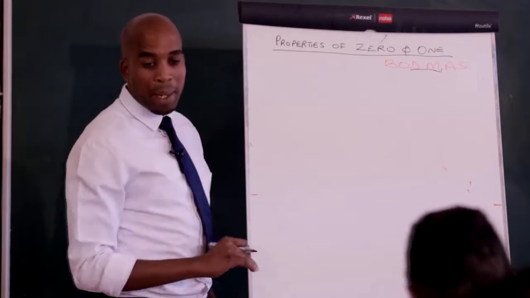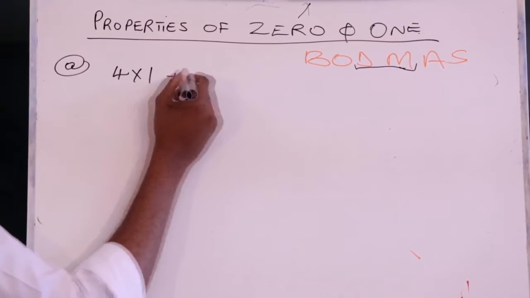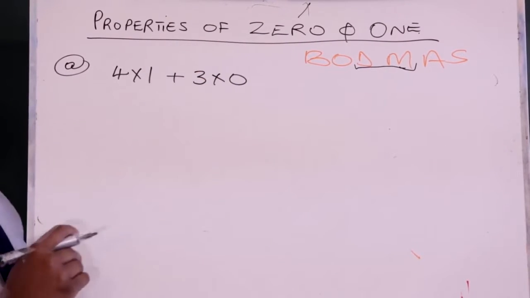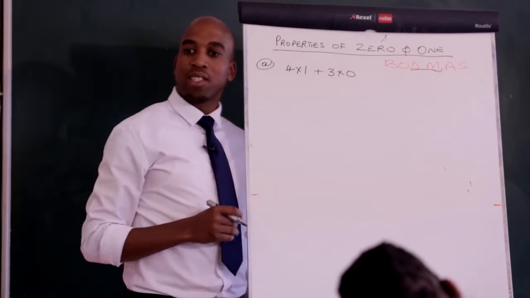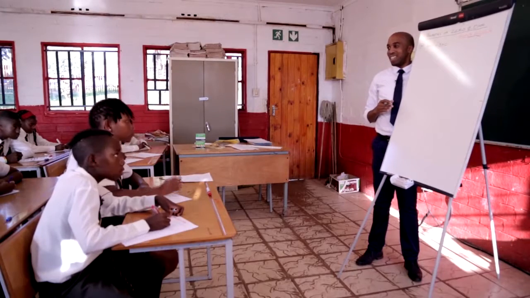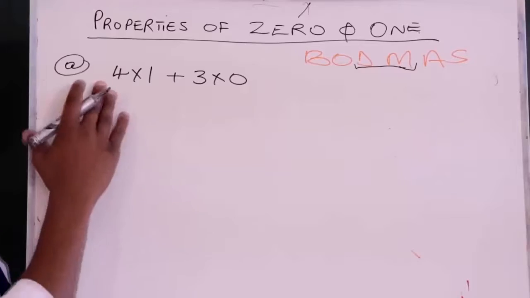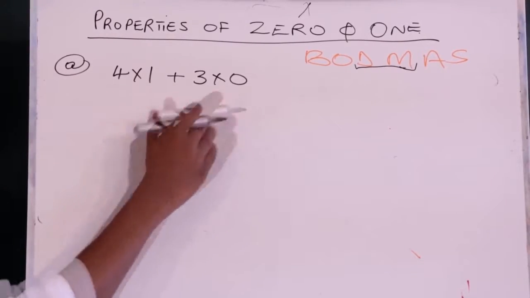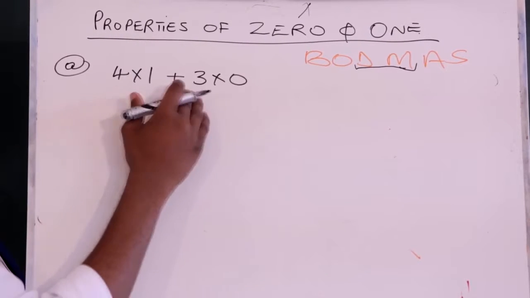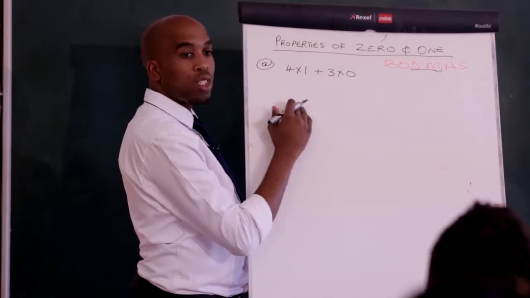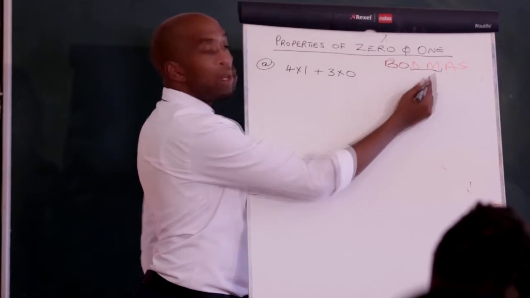The first question, my classmate. It's 4 times 1 plus 3 times 0. Here we go. Right, I see people are writing, that's good. This is grade 7 material. So we have 4 times 1 plus 3 times 0. Okay, so where do we start? Hey, so you must remember.